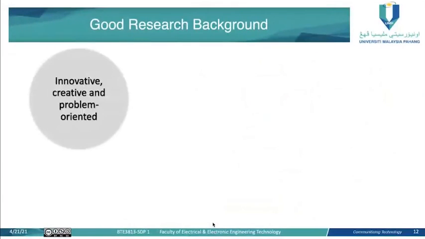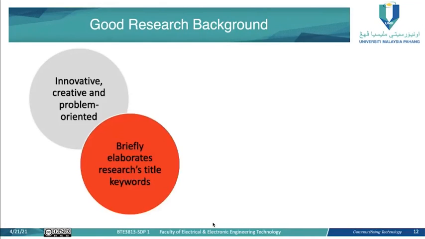So a good research background should be innovative, creative and problem-oriented. Problem-oriented, as we mentioned before, means it is based on the problem statement and highlights the motivation behind your current work. It should bravely elaborate the research title keywords. We said in the title you have several keywords. You may have three or four keywords in your title, for example robot, IoT, Internet of Things, wireless communication, renewable energy, whatever the keywords in your title are. So you need to define them.